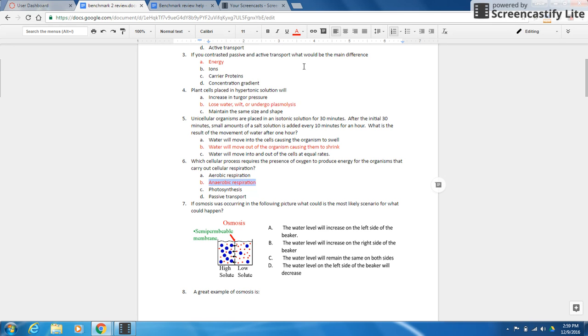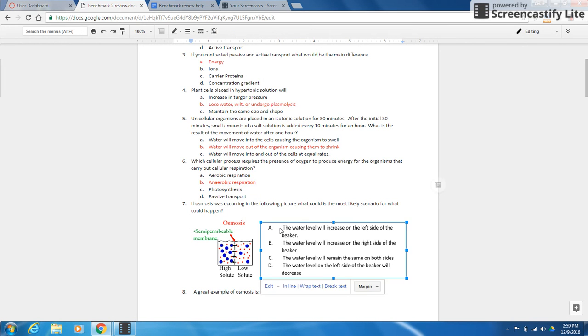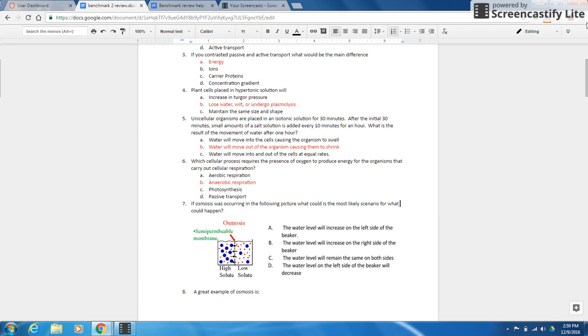Number 7, if osmosis was occurring in the following picture, what is the most likely scenario for what could happen? In this case, our water level is going to shift to the left of the beaker because we have more in that side. So the water level is going to increase on the left side of the beaker, and that's going to give us that answer, and it will not let me highlight that.